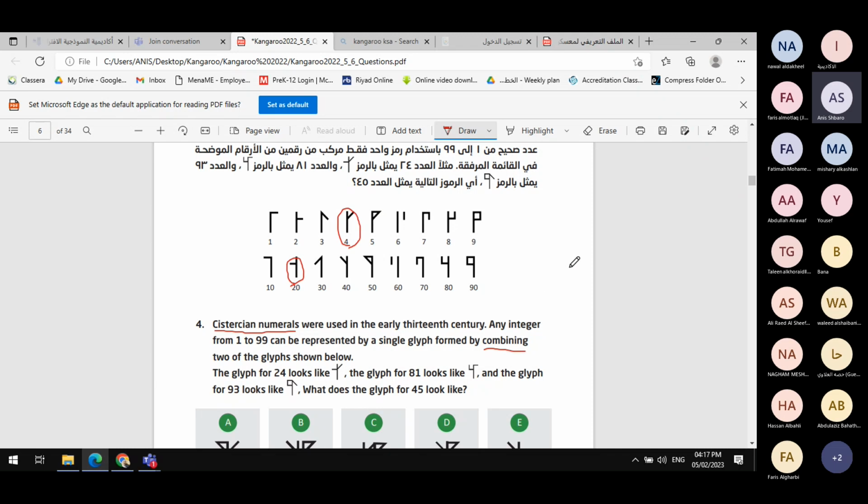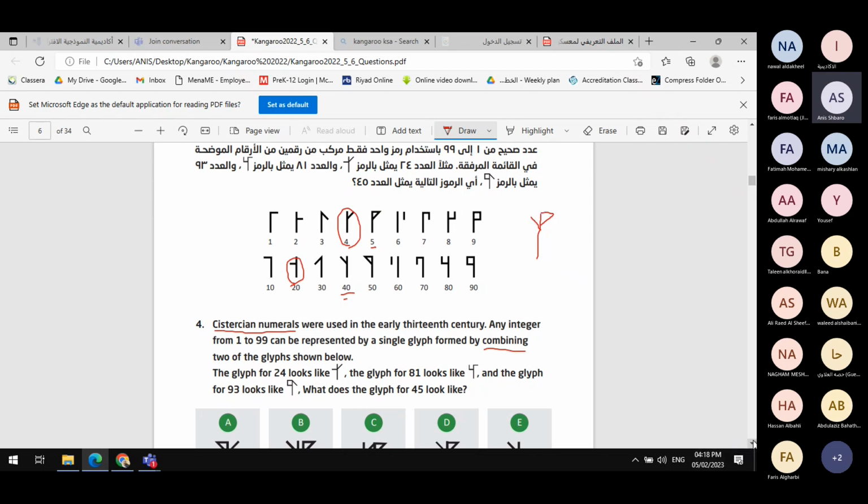So simply, who's going to help us? Yes, Walid. Basically, we take the 40 and the 5. So this is the 40 and this is the 5. We're going to combine them together. So one line, and the 40 has this arrow, I'm going to draw it. And the 5 has this triangle. Am I doing it right? Yes. So it will be the shape of this.